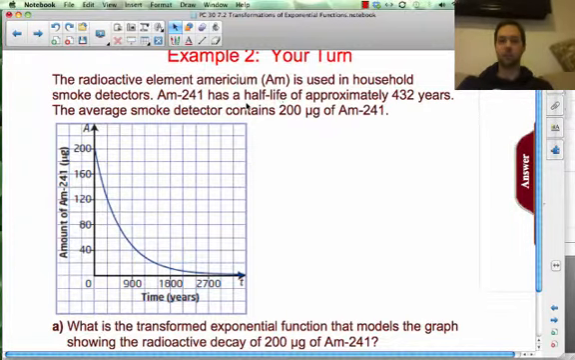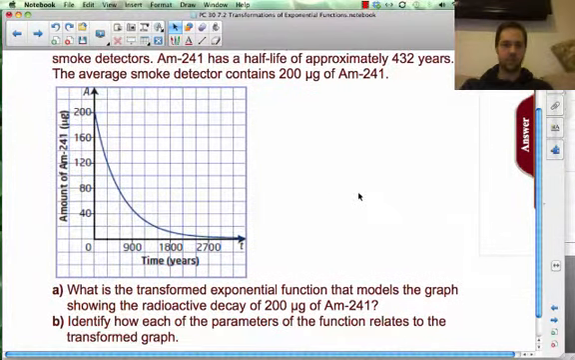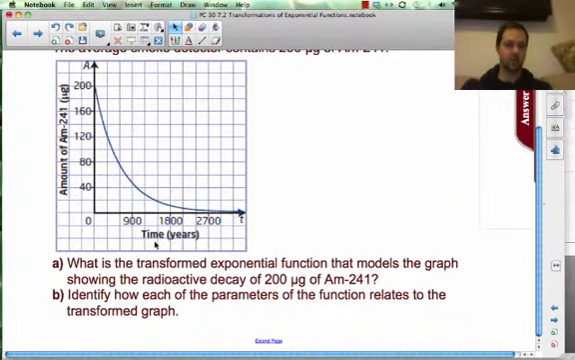The half-life of something, I know you've all taken chemistry, is the amount of time it takes for the sample to reduce to half of its mass. So if we start with 200 micrograms, after 432 years, we are going to be at 100 micrograms. So let's try to figure out how we can figure this out.